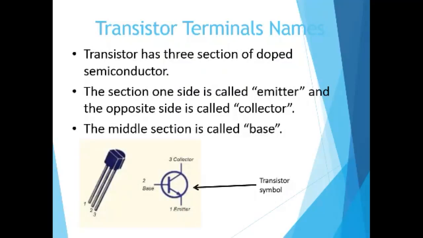So this is the transistor symbol. Every transistor, either NPN or PNP, whatever it may be, consists of three terminals. The first one is the emitter, the second one is the base, the third one is the collector. So that is the symbol of the transistor.